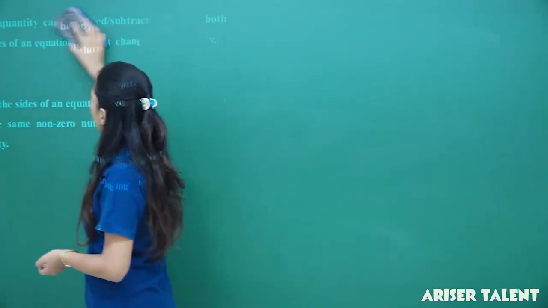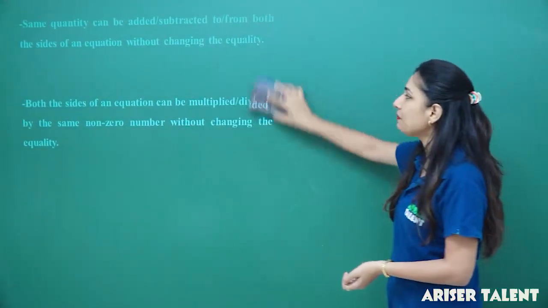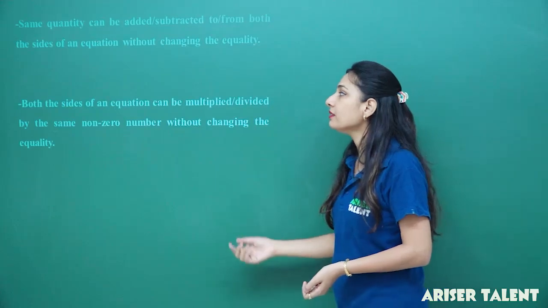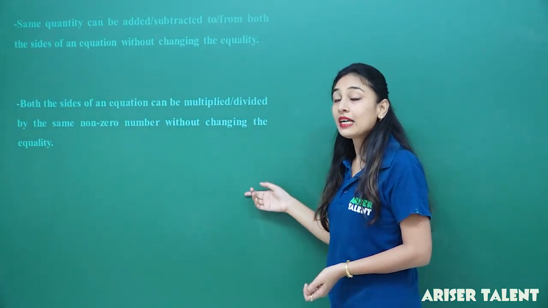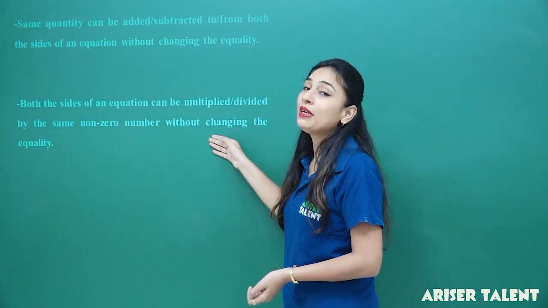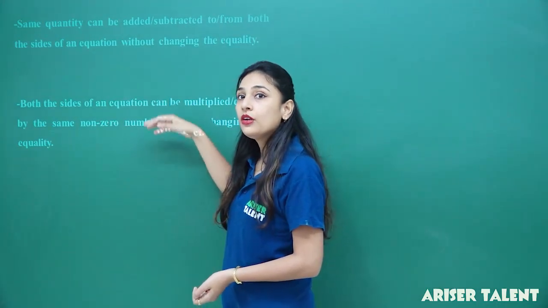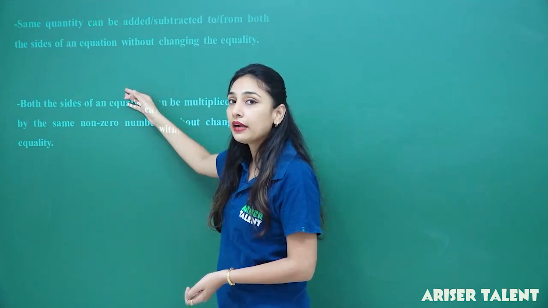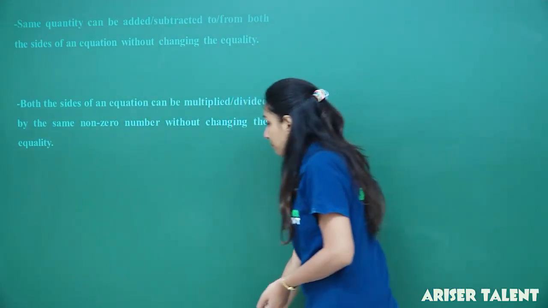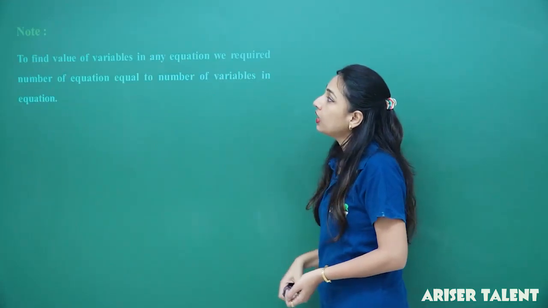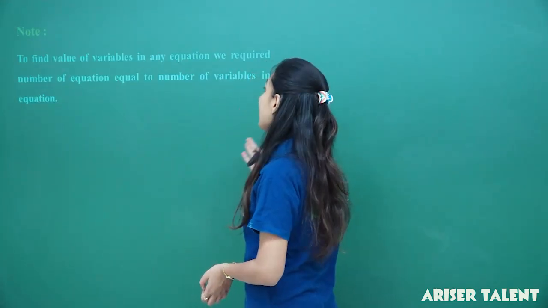Okay, so I can just rub this particular example because these are only random examples. Both sides of an equation can be multiplied or divided by the same non-zero number without changing the equality. Again, you can multiply, divide, subtract, add. It's the beauty of equations. Okay. Note: to find values of variables in any equation.